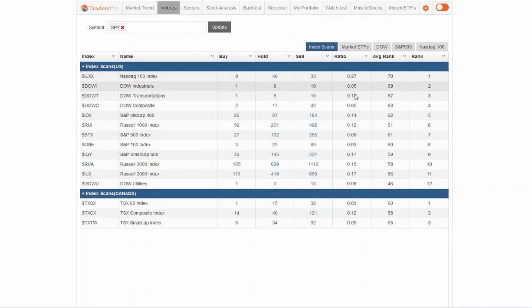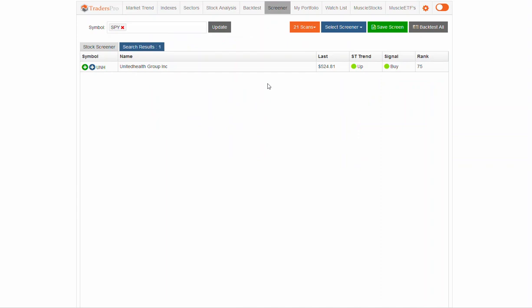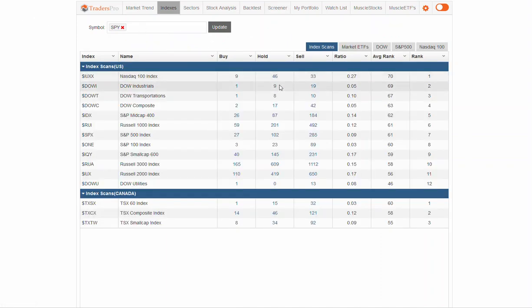Indices also, the buy-sell ratios are still pretty ugly. Dow, you've still got 19 stocks in downtrends, only 9 in the hold range, and only 1 uptrending stock, which I think is United Healthcare still. Yeah, and it's moving nicely too. We're seeing healthcare stocks. It's the only Dow stock that is currently in an uptrend.